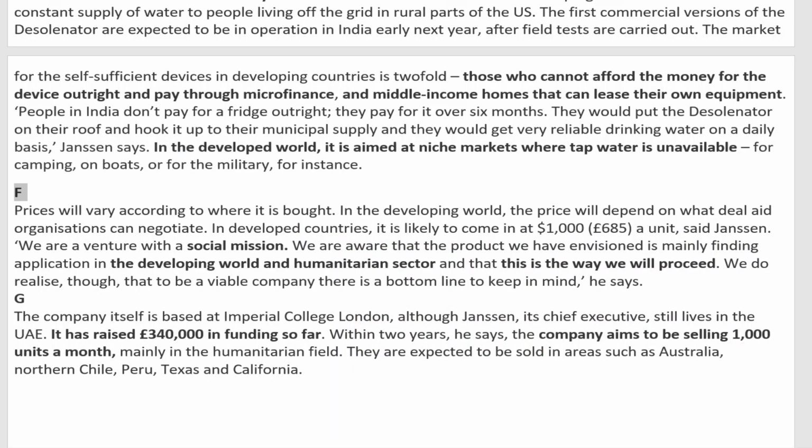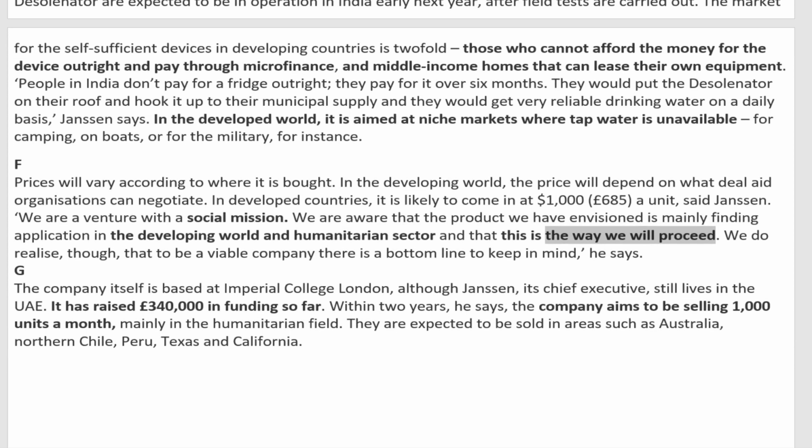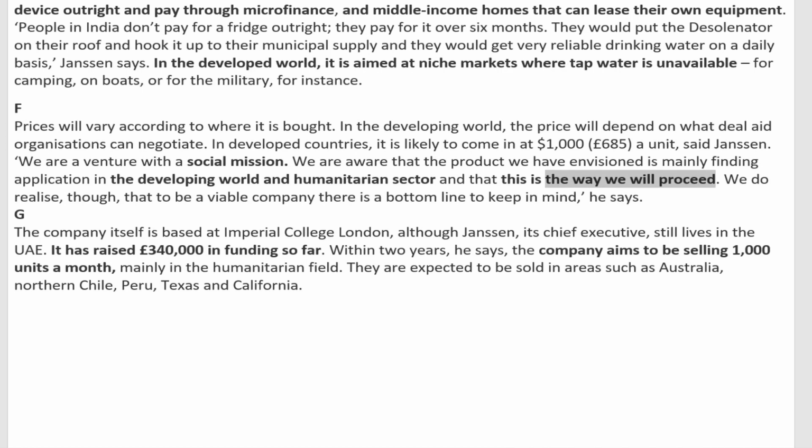This section F discusses the price of the desalinator. Janssen said that his company has a social mission and that the main application would be in the developing world and humanitarian sector. By saying this is the way we will proceed, Janssen implies that the company will proceed to produce devices that can help those in need. Thus, it can be inferred that profit is not the primary goal for Janssen. The answer is 8. Profit not the primary goal.